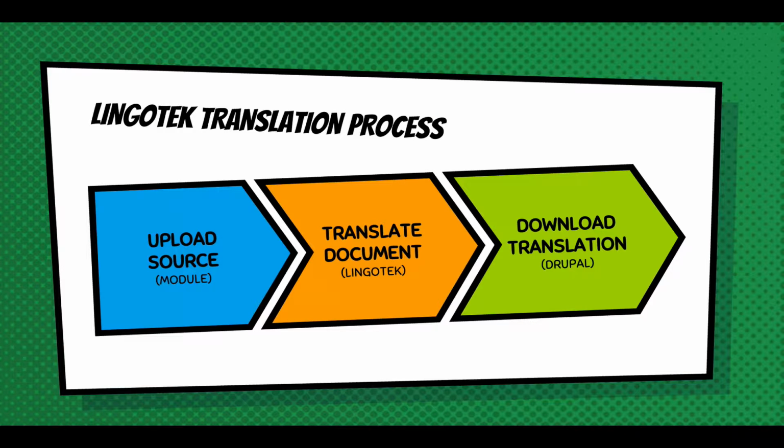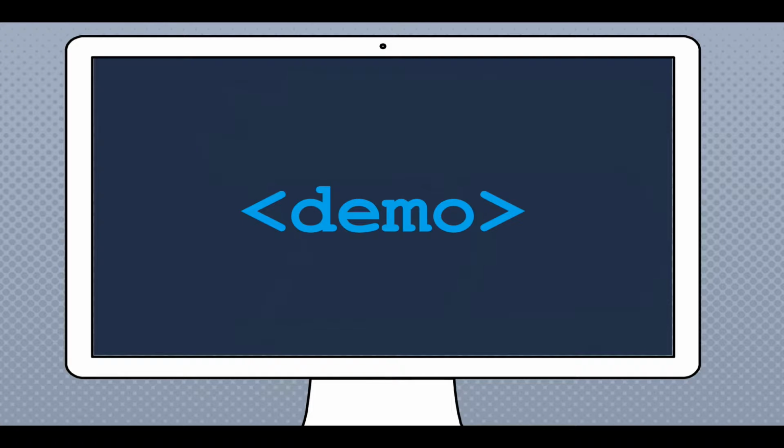The process is pretty simple. The Lingotek module is uploading the source content, which is a config content entity. It's translating it. Lingotek's server calls it a document. And then you're downloading this translation back into Drupal's multilingual config and content entities. And I'd like to demo this for you.